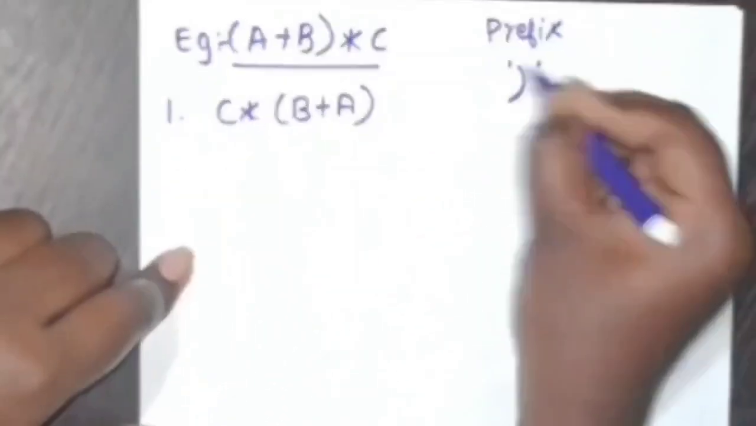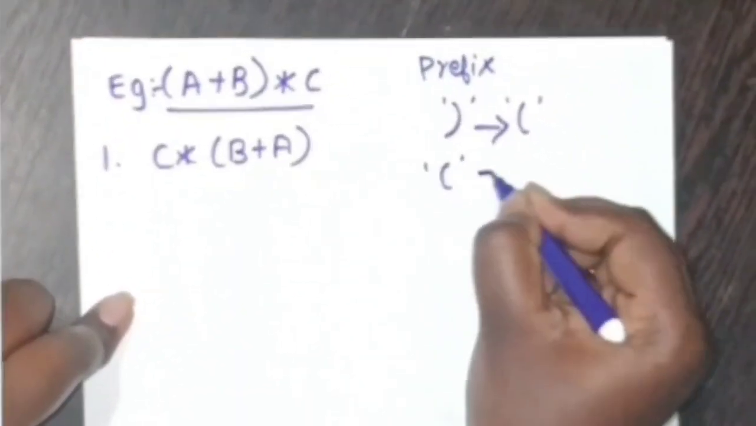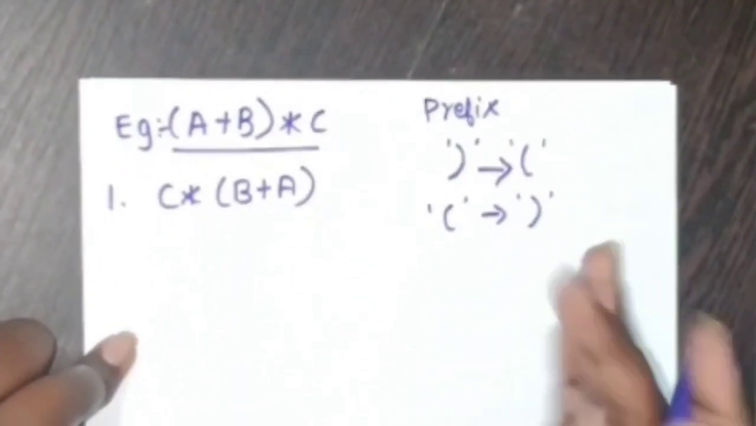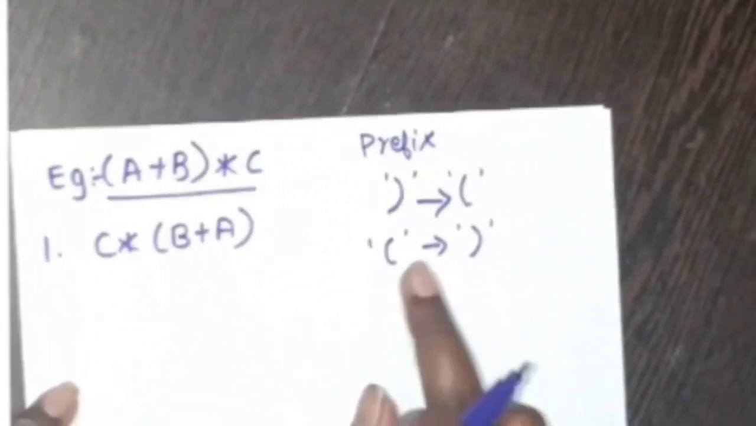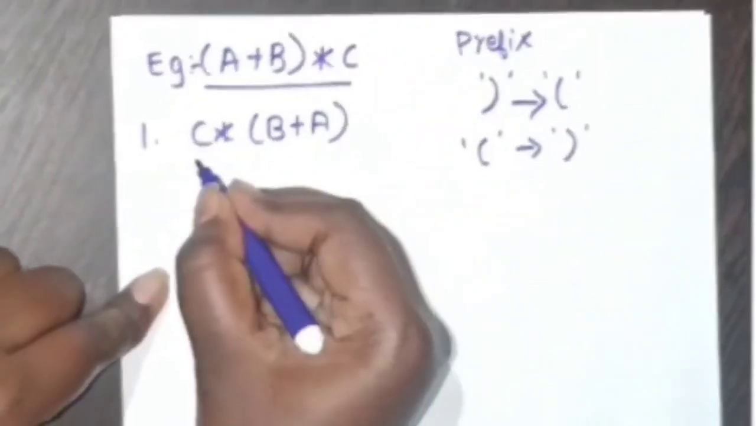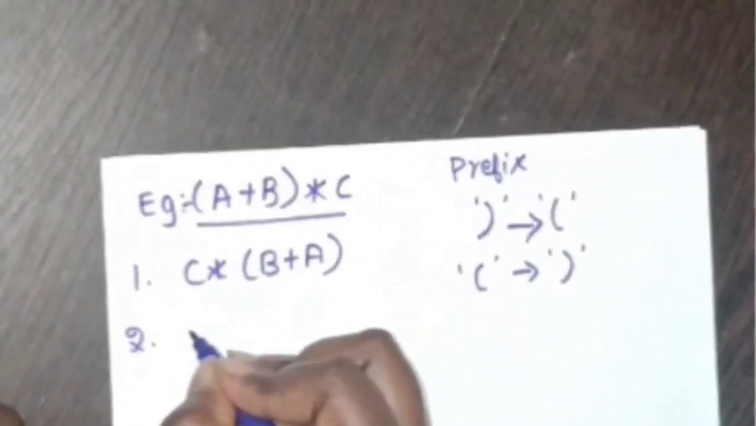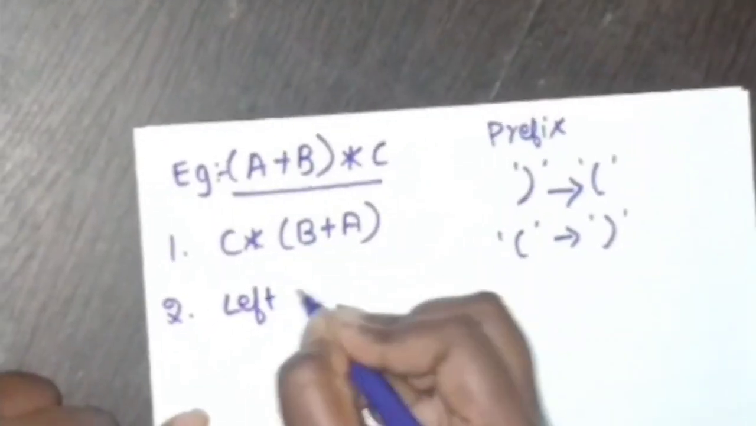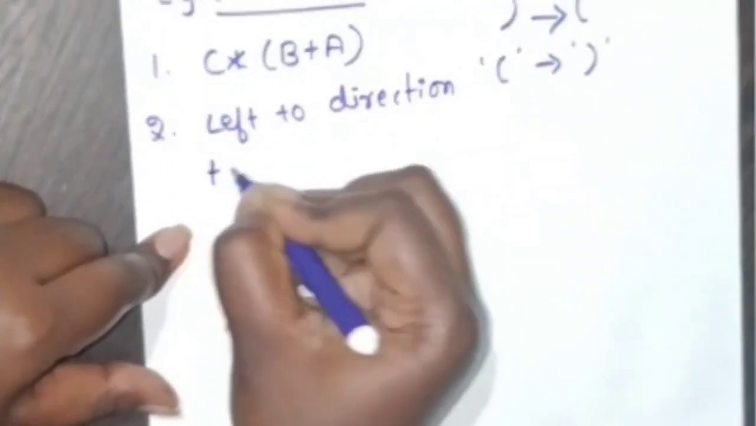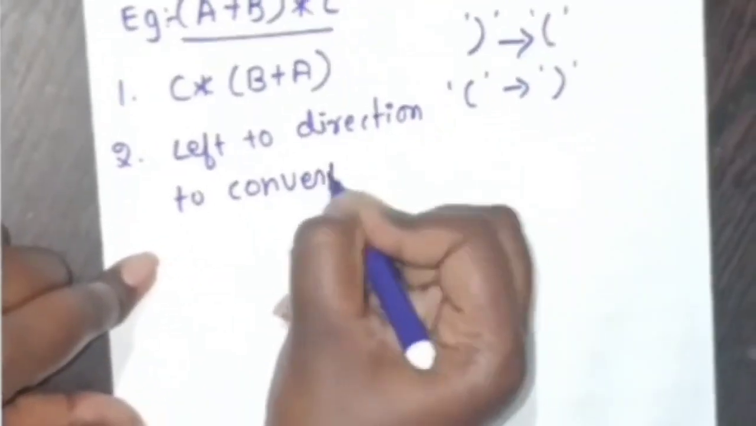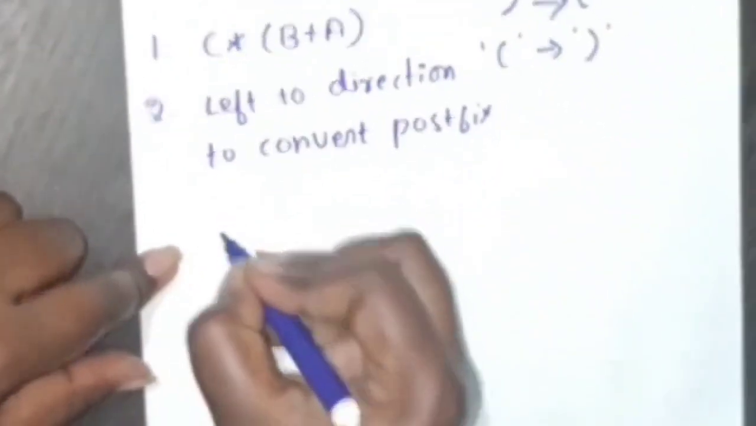If this parenthesis comes, we need to write this parenthesis. When closed comes, we need to write open when we are reversing. If open comes, we need to write close. So as per that, I have taken this expression. Next step is, now we need to use left to right direction to convert to postfix. Let us start.